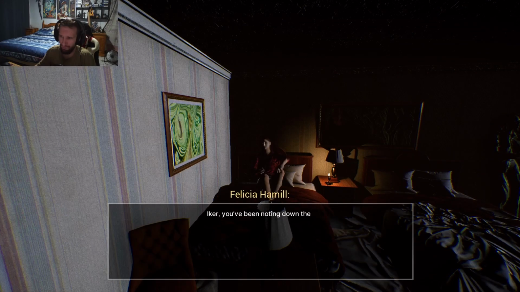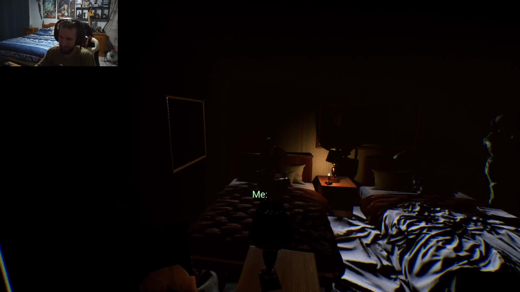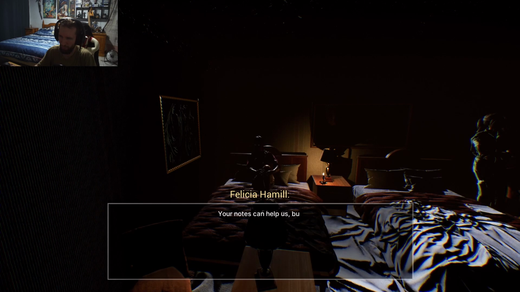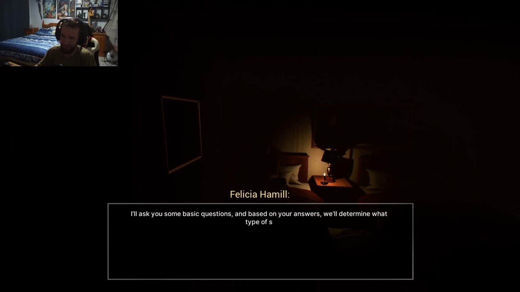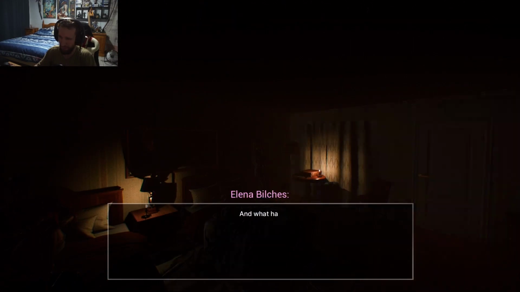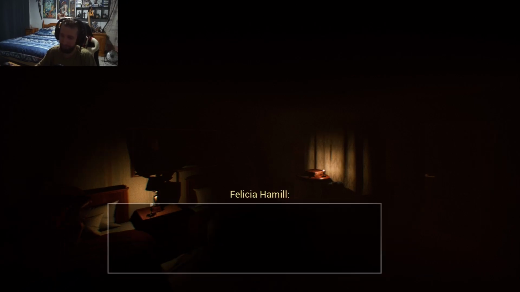Iker, you've been noting down the characteristics of the being in your head, right? Yes, I have some notes. Your notes can help us, but also try to remember things you may have seen but didn't write down. I'll ask you some basic questions, and based on your answers, we'll determine what type of supernatural being it is so we can trap it. And what happens if we're wrong? I think we all know what will happen.